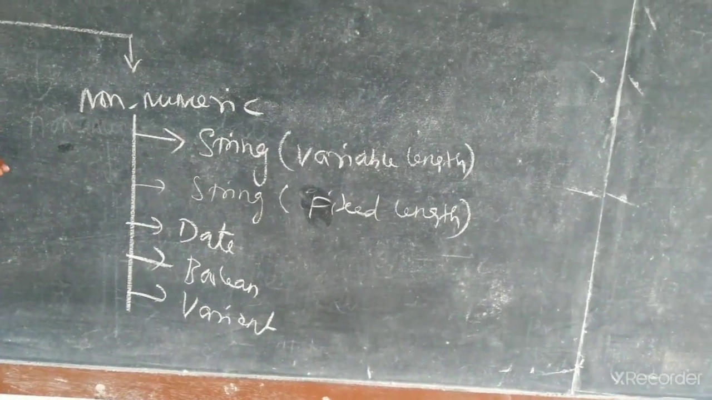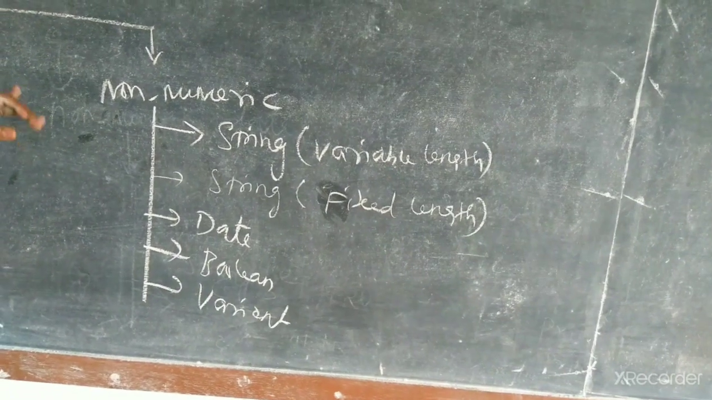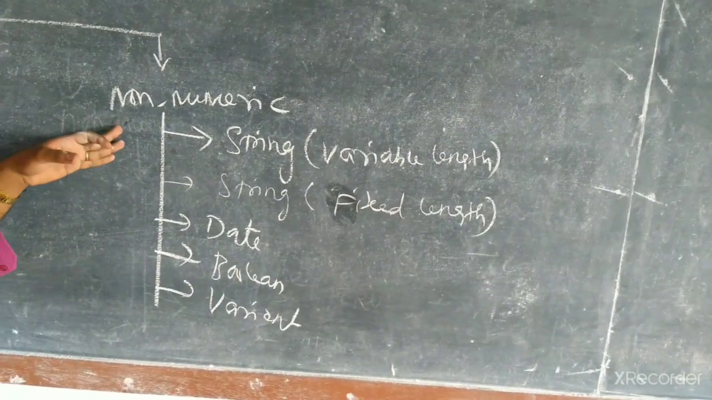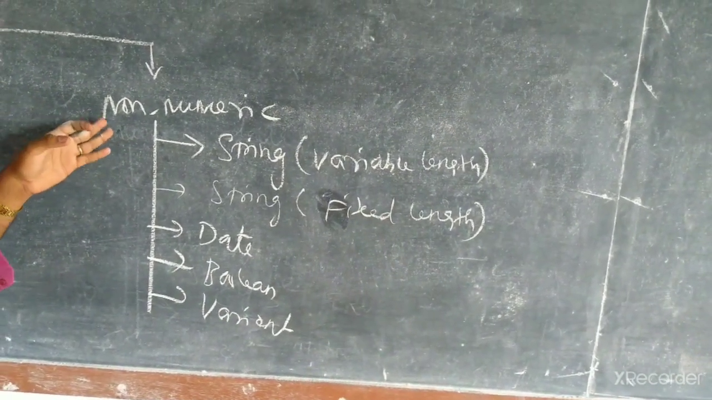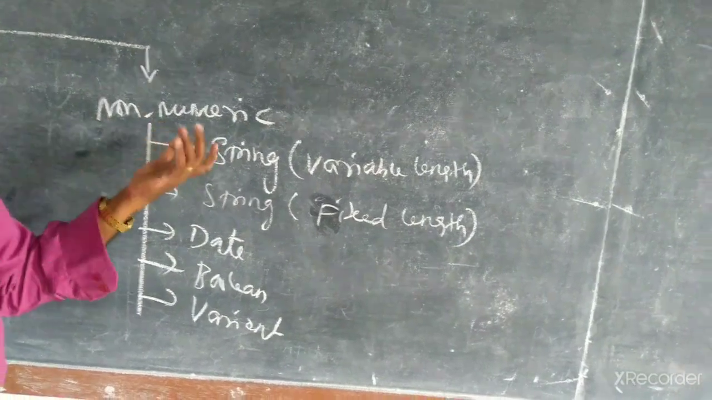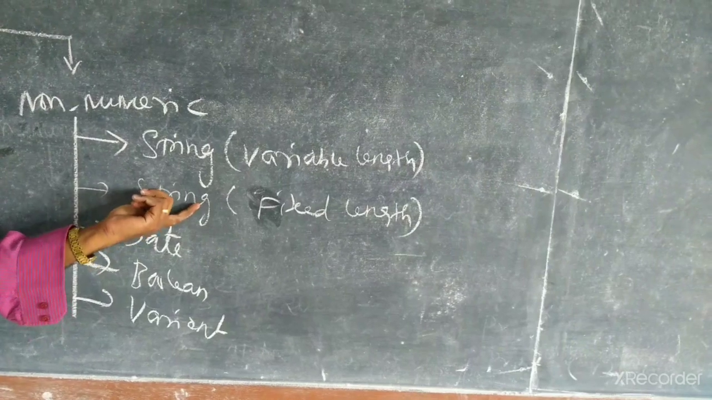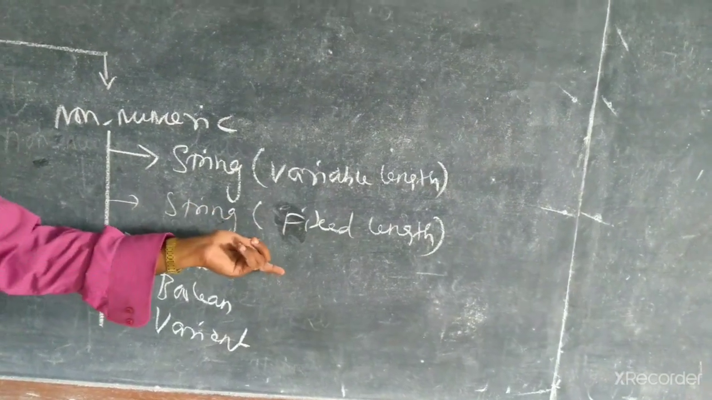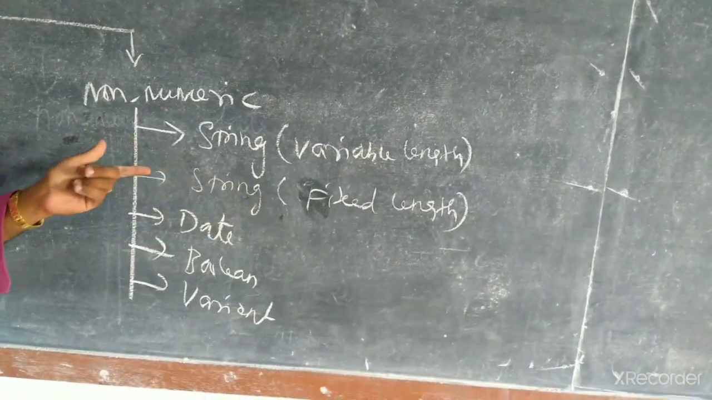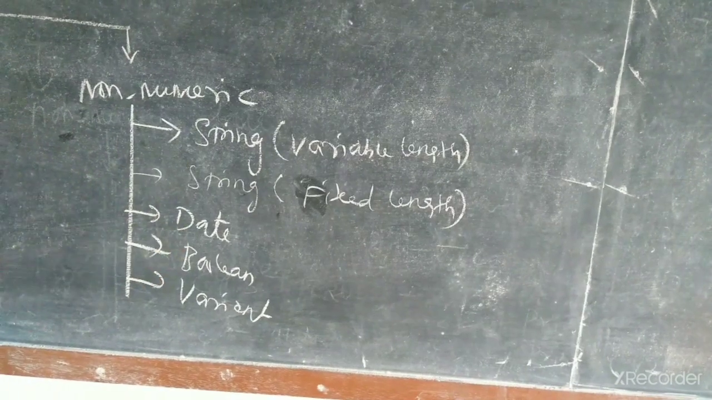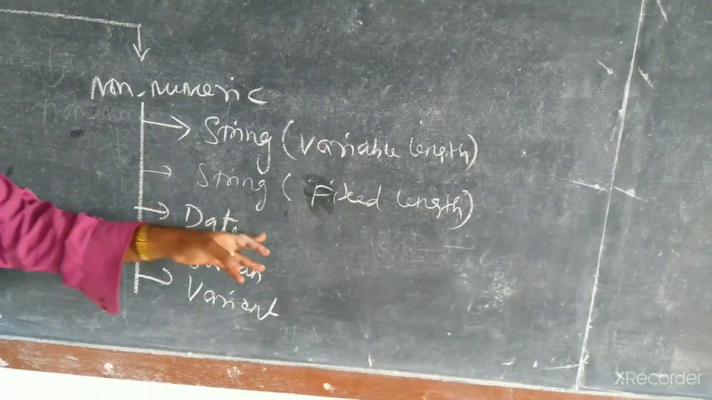String is used to store text data. It can store data having digits, alphabets and other symbols, which are called a string. Another is fixed length, this is a fixed size of length. Date is used to store date and time values also.